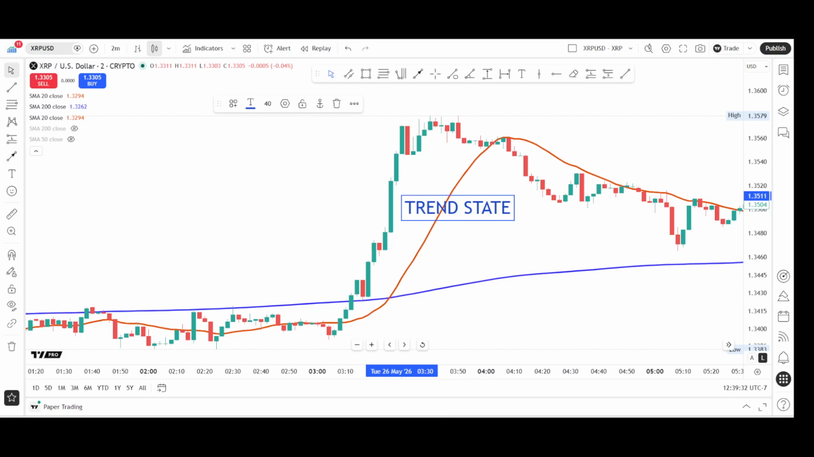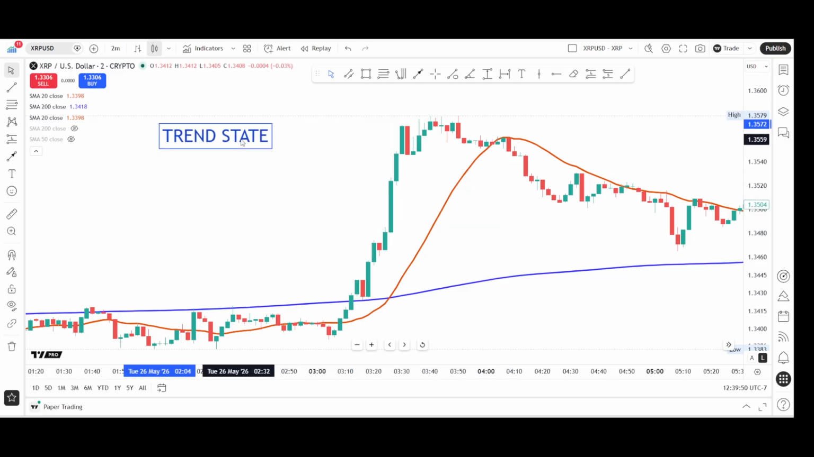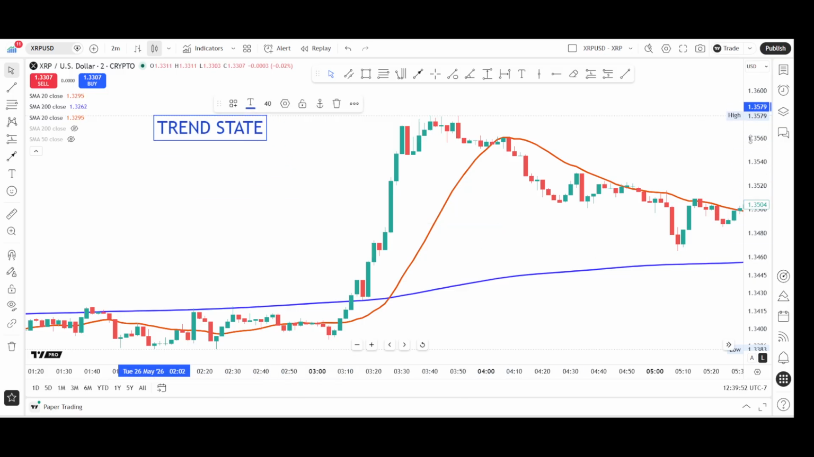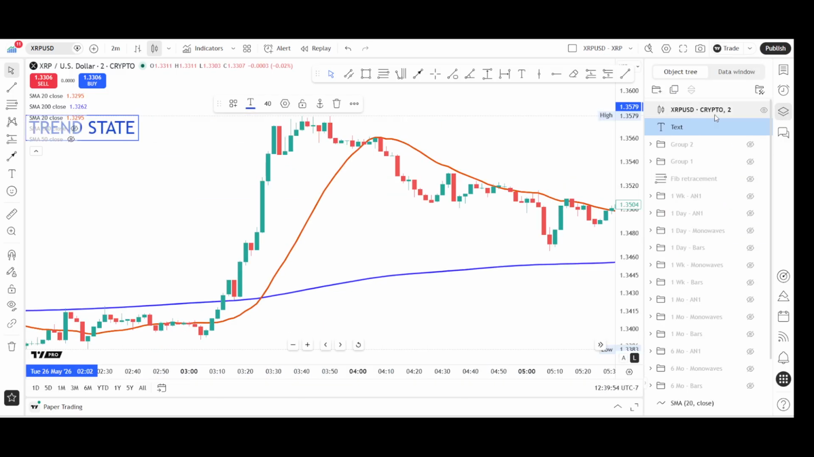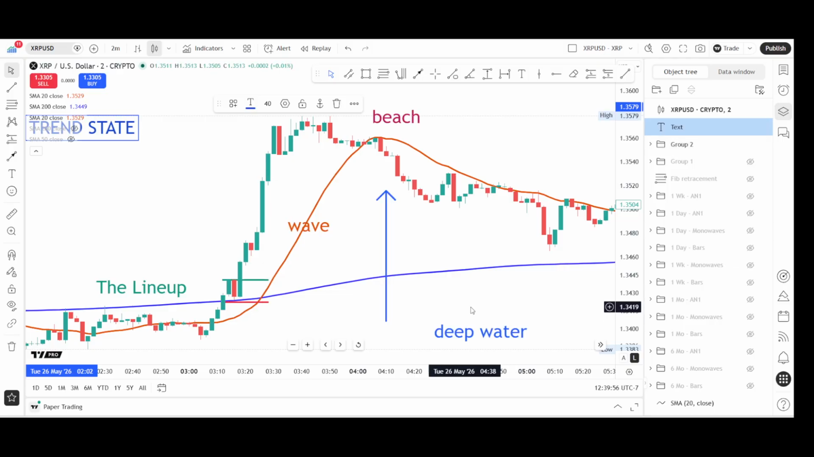All right, traders. So we talked about the narrow state in the last lesson, and we're going to talk about the trend state now. So the trend state is the transition between the narrow state and the wide state. We'll be learning about the wide state next. So the trend state.